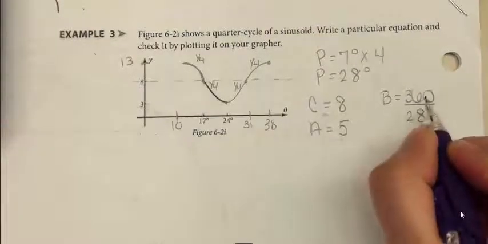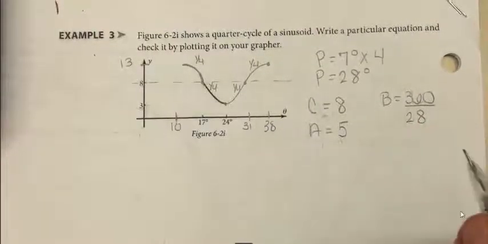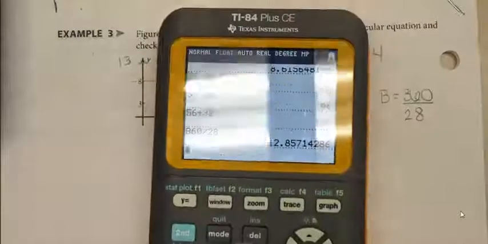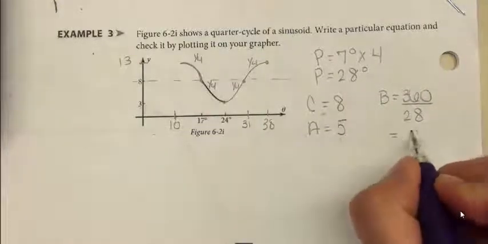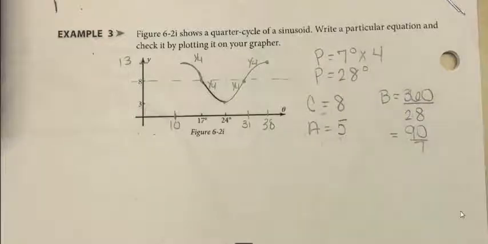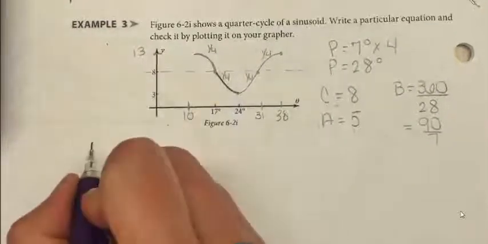I think I'm going to leave it like this because I end up getting 12.857. So instead, maybe we could just reduce it. 360 and 28 can both be divided by 4. So I get 90/7. I think that's going to be the best way to write this. All right, let's see what I'm missing here.